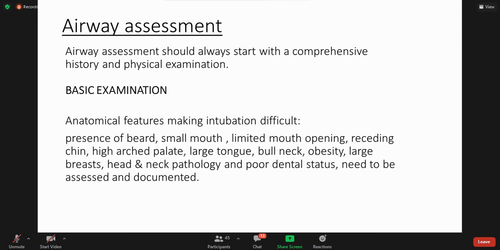These are the small things which we observe by just looking at the patient. If the patient has a small mouth, limited mouth opening, we'll start by telling the patient to open the mouth.